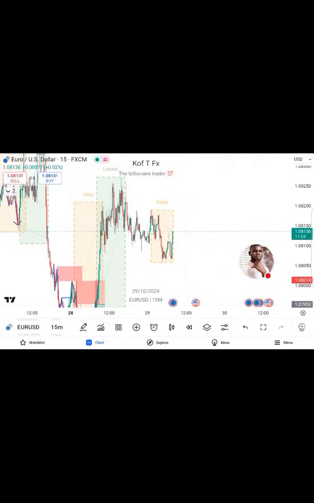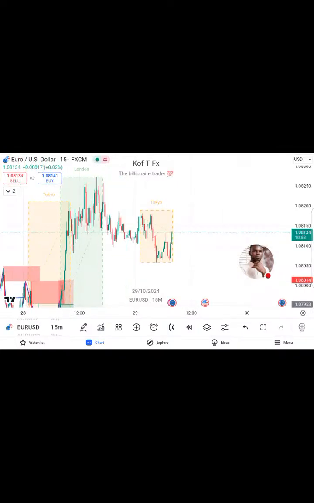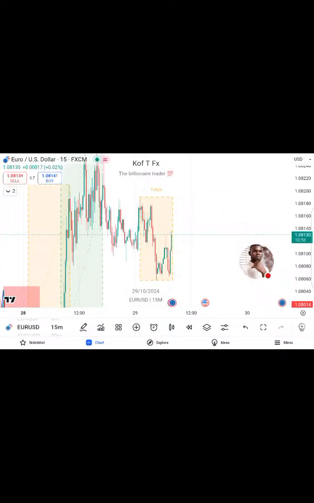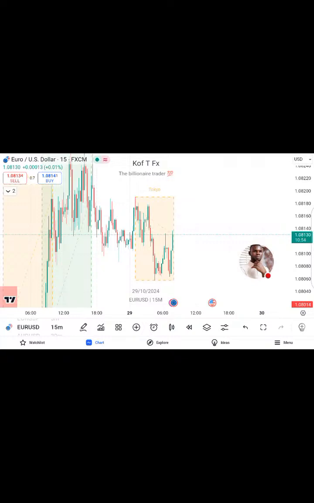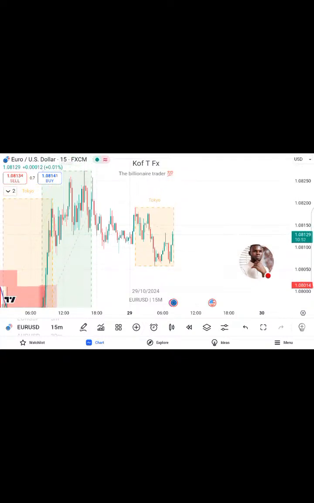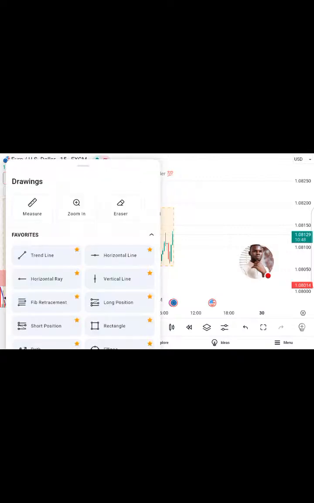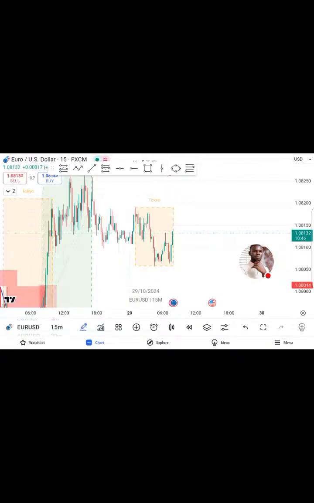I'm on the chart to look out for a trading opportunity. I'm on Euro USD. Okay, I'm going to draw the structure you can see on the chart.